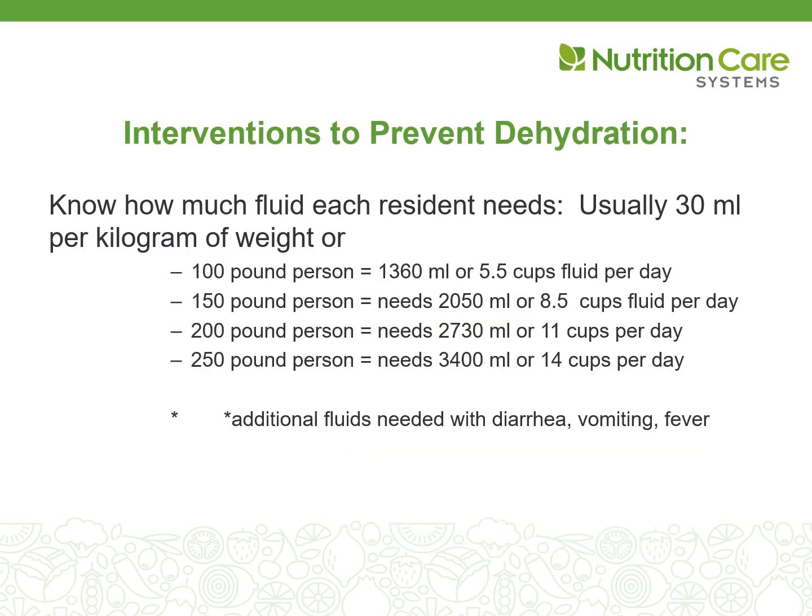So interventions to prevent dehydration also include know how much fluid each resident needs. Usually that's 30 milliliters per kilogram of weight. And you can see on the slide, a 100-pound person needs about 5.5 cups of fluid a day, whereas a 250-pound person needs about 14 cups per day. And then there's additional fluid needed with diarrhea, vomiting, and fever.